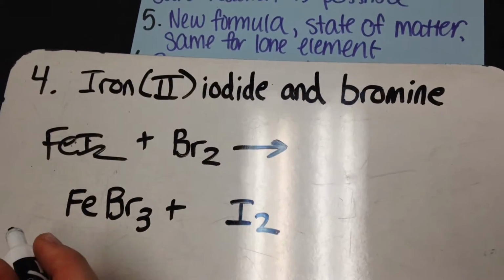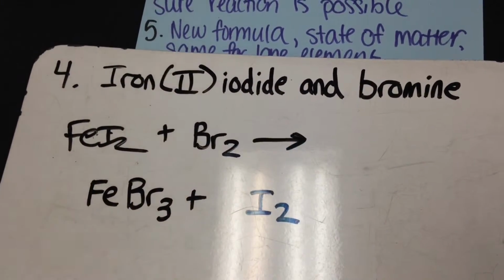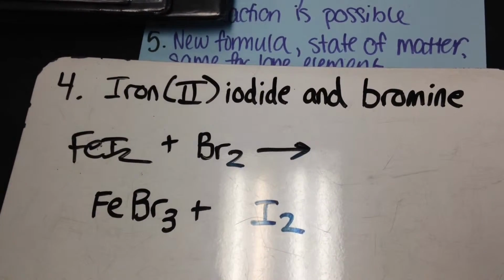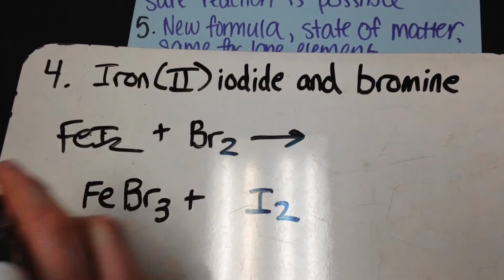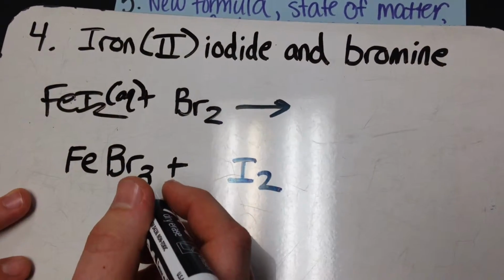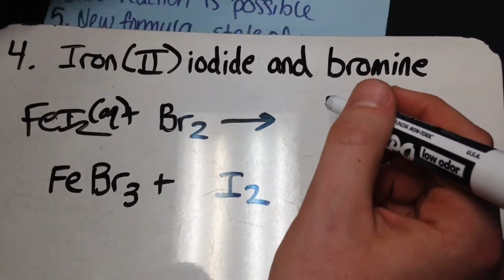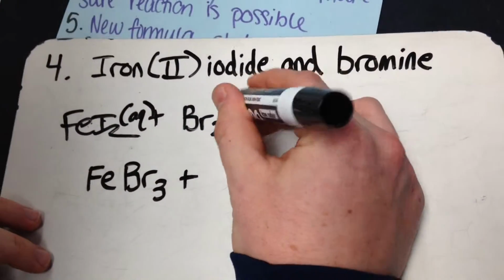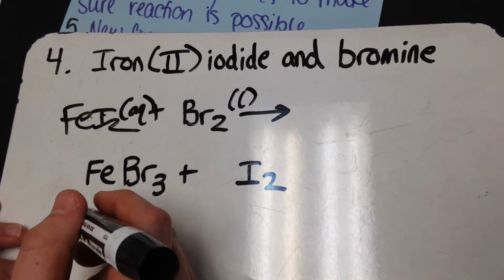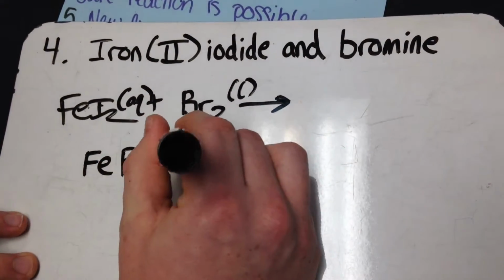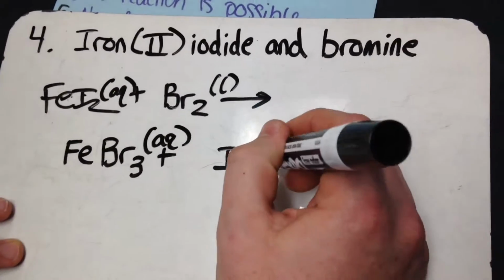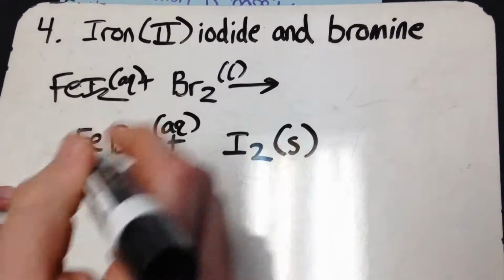We need to add our states of matter. FeI2, if you go over to your solubility rules, it is aqueous. Aq plus Br2, bromine, is a liquid, yields FeBr3, that is also aqueous, plus I2, careful, it is a solid.